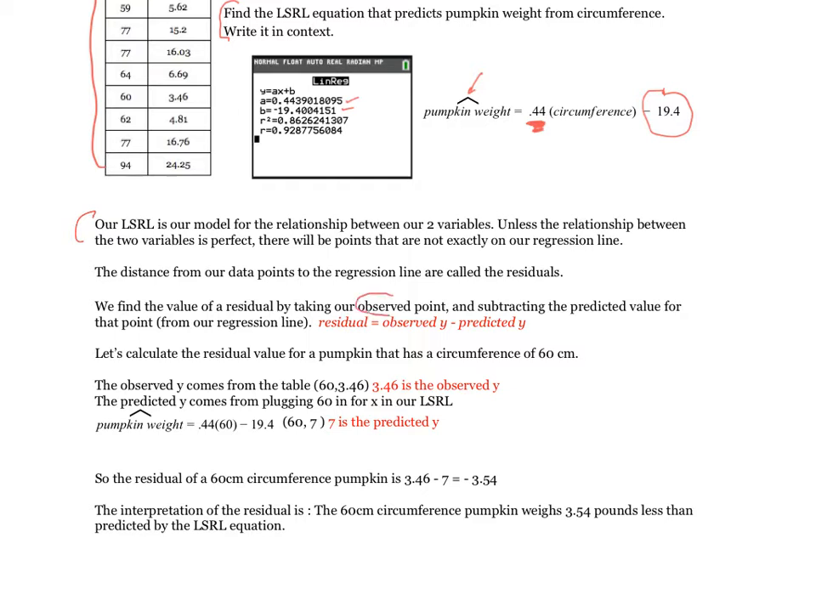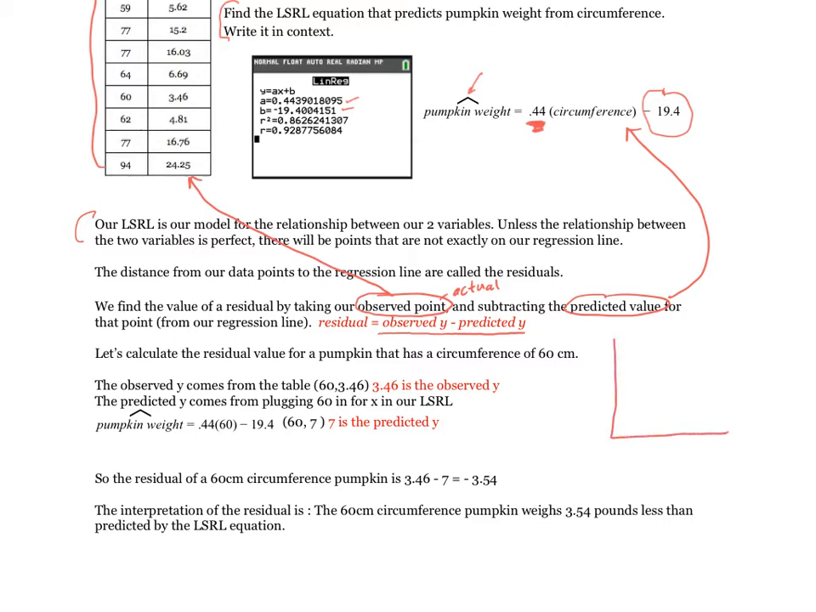The observed points, those are from the table, okay? And the predicted values are from the equation, okay? So to find a residual, you take the observed y and you subtract the predicted y, okay? You could think of observed as like the actual point, the actual point on the graph, the actual numbers from the table, and the predicted value would be when I take that x value and plug it in, like the circumference, what do I get for the predicted weight? And the residual value is simply the observed y minus the predicted y.